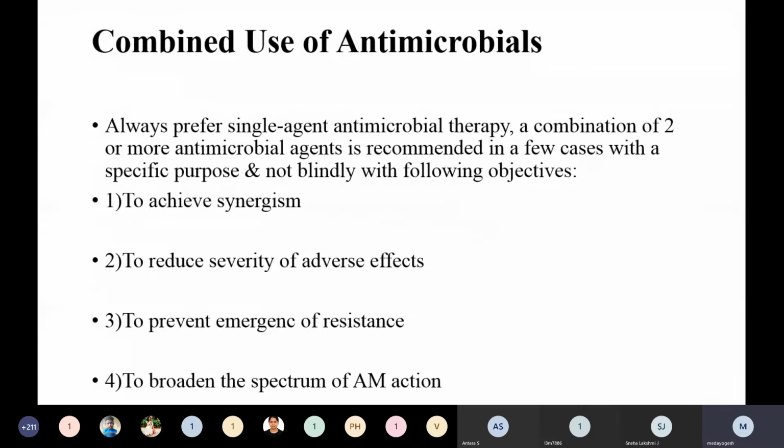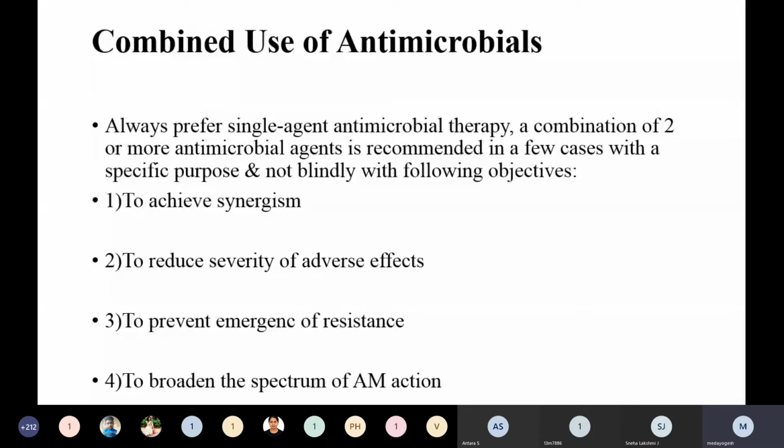Fine. So as we know, most of the infections may not give any response to a single drug. So in that case, we have to think about combinations, or sometimes there is mixed infection. So you have to go for combination of drugs. As far as possible, go for single agent therapy. But in few cases, combination of 2 or many drugs is recommended.